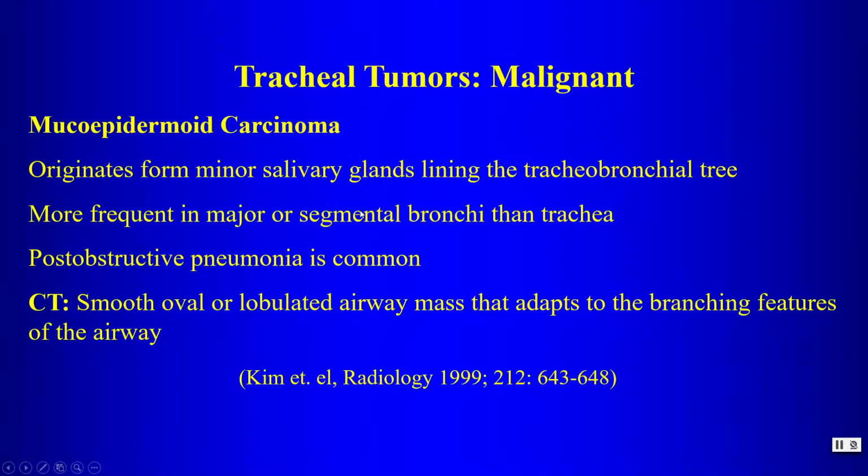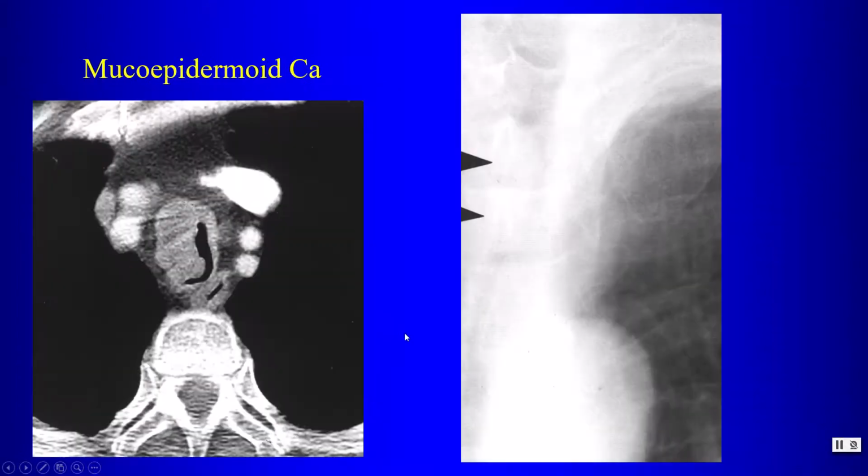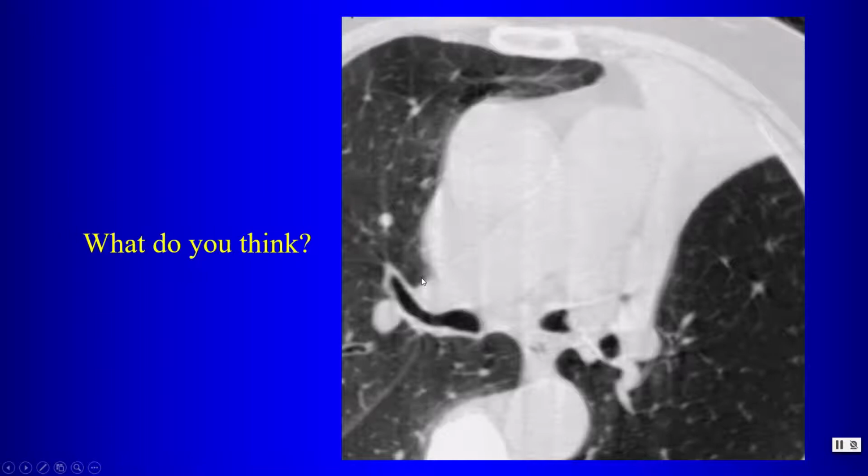Mucoepidermoids, these are more likely to occur within the major or segmental bronchi than the trachea, but this can be another type of tracheal neoplasm. Here's an example occurring within segmental airways. So this is growing within the airways, an example of a mucoepidermoid tumor. Here's one that happened to be within the trachea, mucoepidermoid tumor of the trachea.